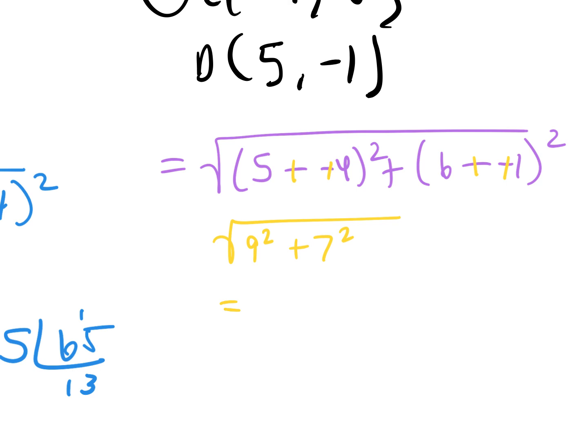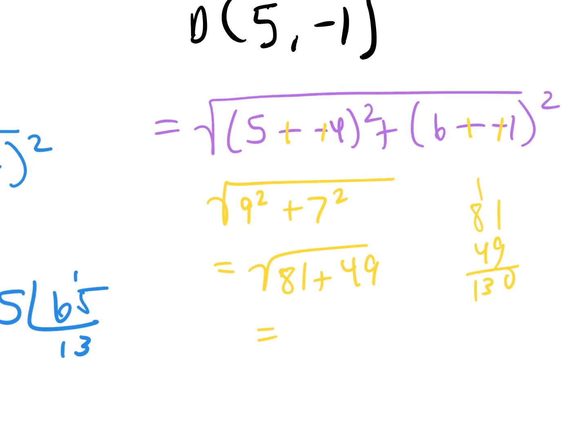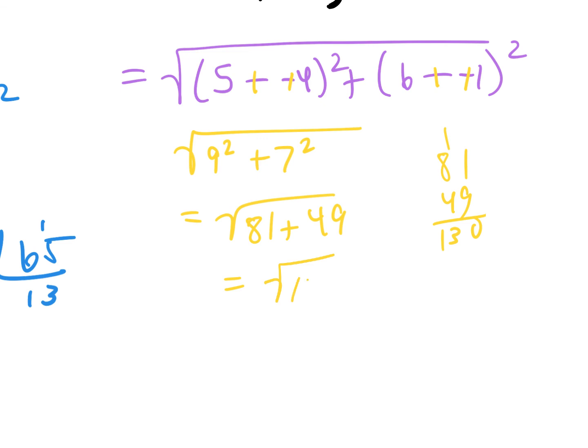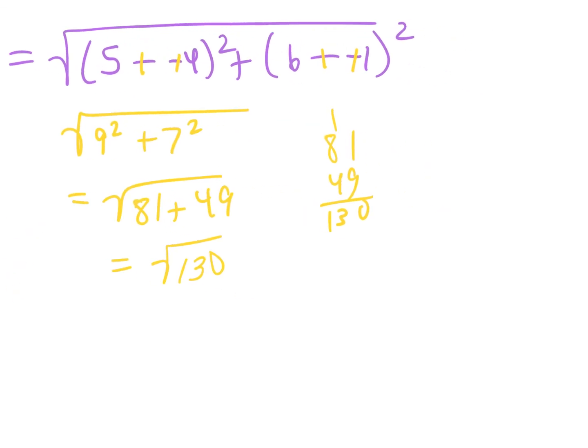What is 9 squared? 81. What's 7 squared? 49. Now I need to add those 2 together. Write 81 and 49 to the side. 130. So the square root of 130. Does that break down? Let's try. Maybe it does, maybe it doesn't.